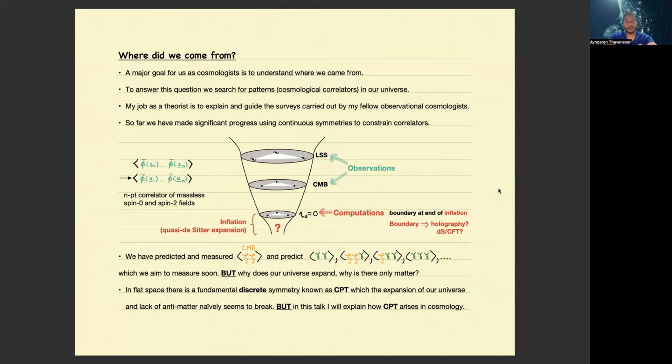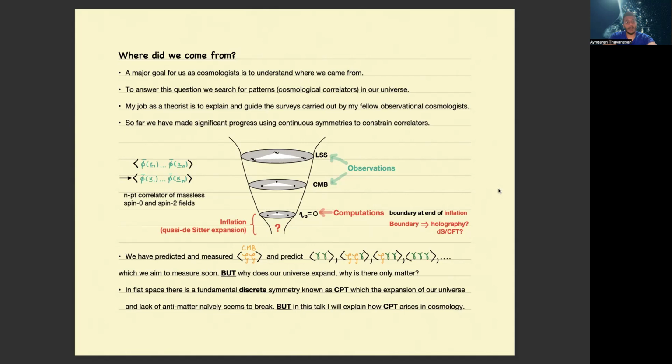And so far, we've made significant progress on the theory side using continuous symmetries to constrain correlators. And the paradigm that we work with is known as inflation. So inflation is a theory which tells us that in the early universe, the universe expanded exponentially, and this is described by a quasi-de Sitter expansion. And at the end of this expansion, which generated quantum fluctuations, we then had correlation functions which imprinted themselves on the cosmic microwave background, and then later those grew into the large-scale structure, which we observe in our sky today.